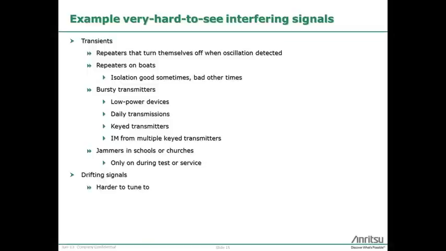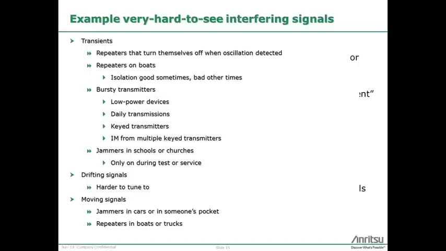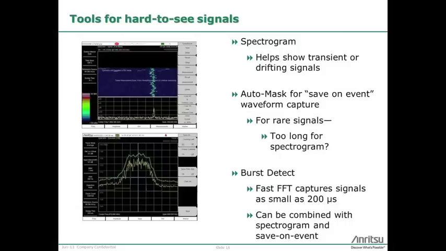Drifting signals, those aren't quite as bad, but they can be a bit of a pain to tune to, and you have to kind of keep track of where they are as you're looking for them. Or signals that are physically moving, like a jammer in a car or in someone's pocket. Those can be a real pain, because as you're looking for them, suddenly they're in a different place. Or they're cell phone boosters or repeaters in boats or trucks, things that are moving all the time. Those, again, can be particularly difficult.